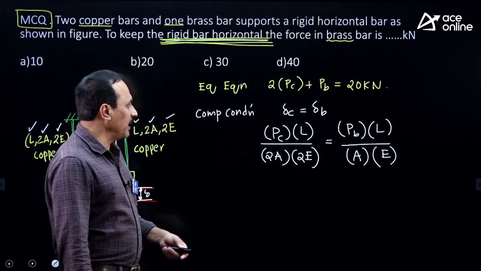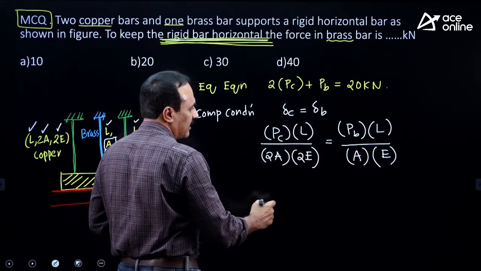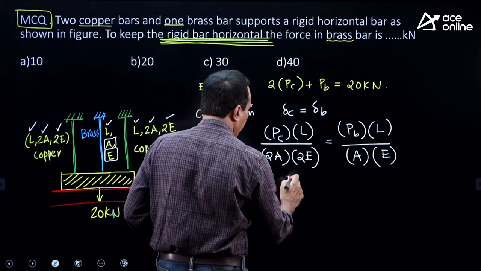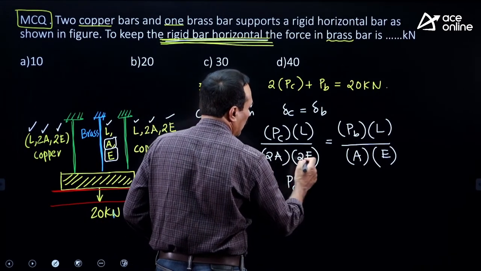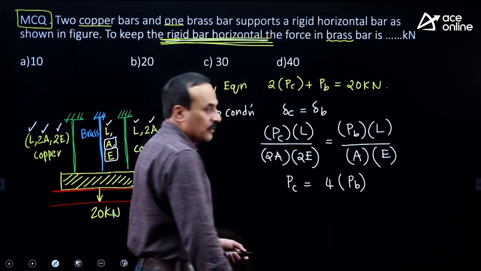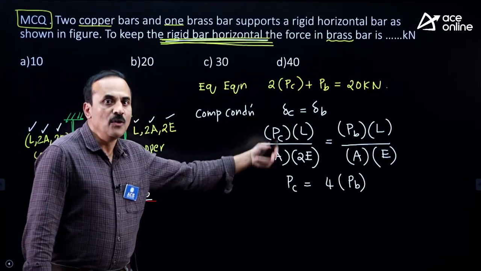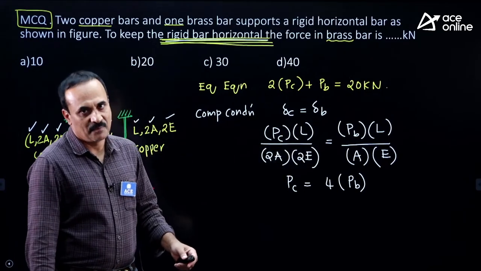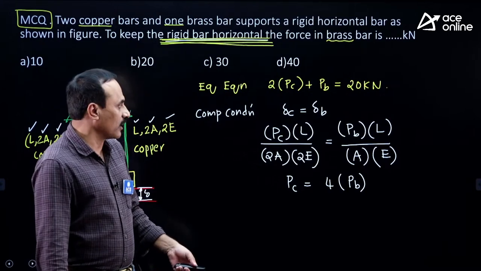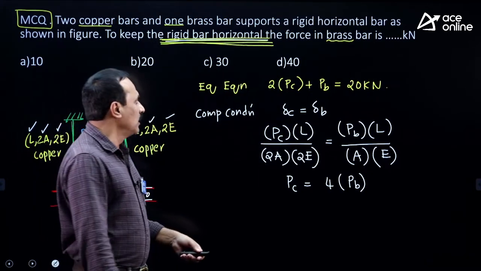Now if you simplify, what happens is, everything L gets cancelled, A gets cancelled, E gets cancelled. So PC will be equal to 2 into 2, 4 times of PB. So load carried by any one copper bar is equal to 4 times of the brass. Because copper is stronger. Copper is having more Young's modulus and more area also.